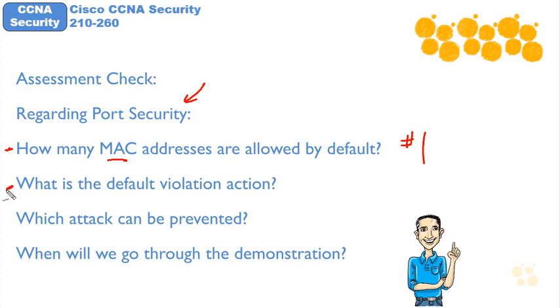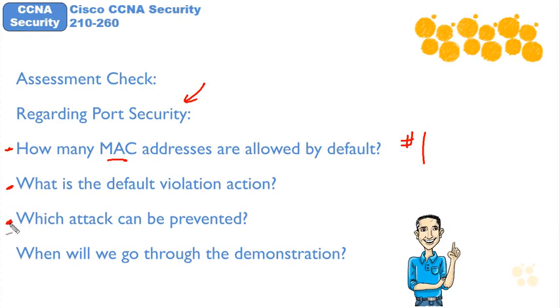Question number 2, what is the default violation action? Is it protect? Is it restrict? Is it shut down the port or shut down the VLAN? And the answer is yes. It is one of those. It is shut down the port. It'll put the port into an error disabled state when a violation occurs. That is the default violation action, is to shut down the port.